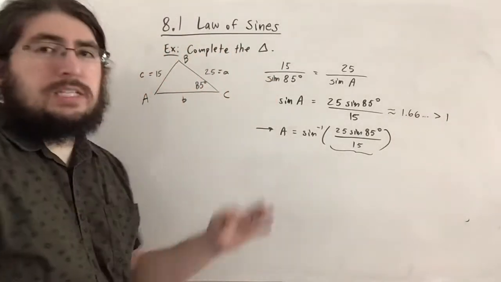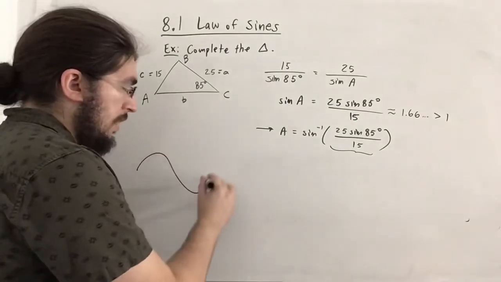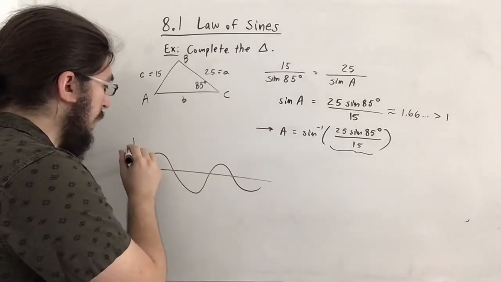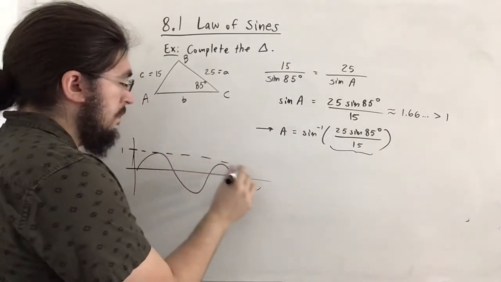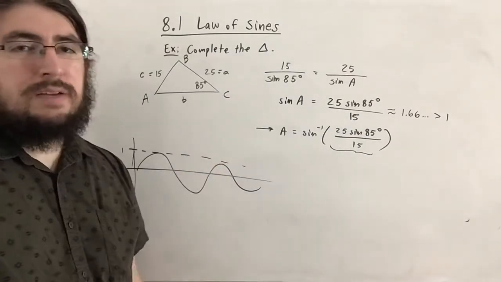And that's bad because remember the sine can be at largest 1. It can't be bigger than 1, from the graph of sine. The largest it can be is y equals 1. And the lowest it could be similarly is negative 1. Okay, so that's the first hint of bad news.